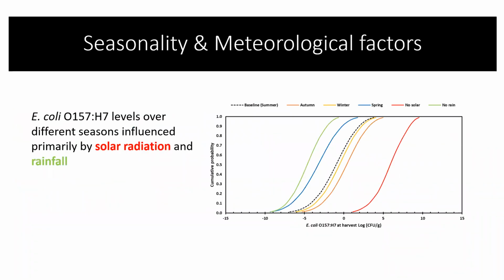So as the black dotted line represents here, that is the baseline for summer harvest. And the mean pathogenic E. coli levels under Australian conditions for the summer season varied from 0.6 to -3.4 log CFU per gram. And the prevalence values were around 2 to 6%. And these values were below the worldwide data.